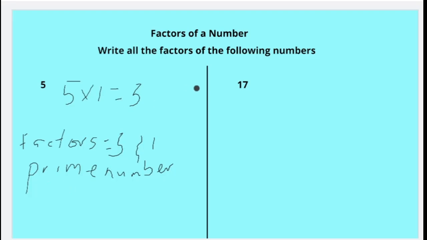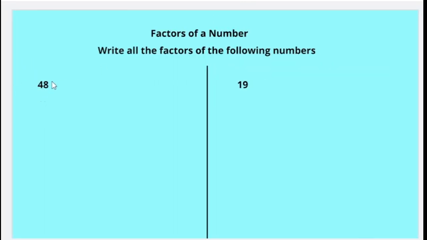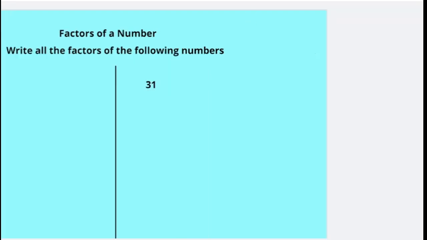All right, students, let's make sure you work out this one and this one. Pause the video, write your notes, okay? Also, we want to know all the factors of 48 and tell me whether it's a prime or composite. Make sure you write it down, okay? All the factors of 19 and tell me whether it's a prime or composite. All right? The same for this one. All the factors of 12, tell me if it's a prime or composite number. All the factors of 31, tell me if it's a prime or composite number.